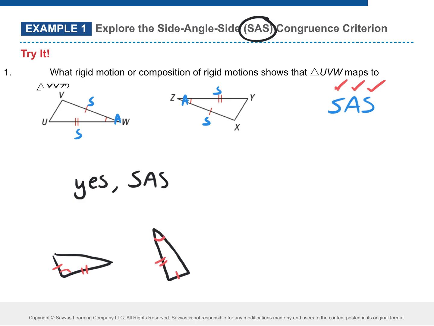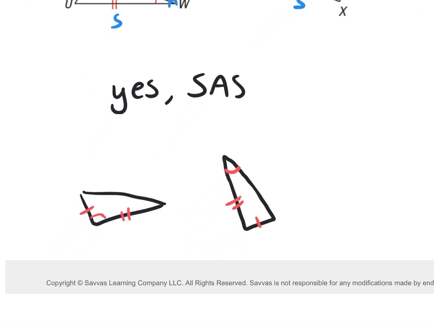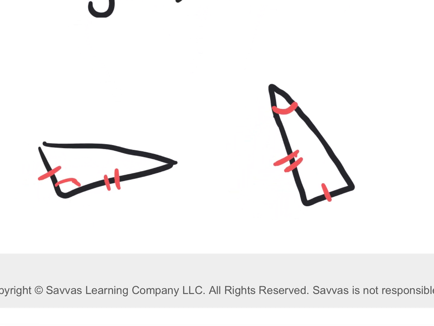Okay, go ahead and draw those two, and I'll zoom in here for you. Okay, talk in your groups and ask yourselves, do these two triangles satisfy the congruence theorem side angle side? Talk in your groups. All right, what'd you guys come up with? Do these two triangles satisfy the congruence theorem side angle side?